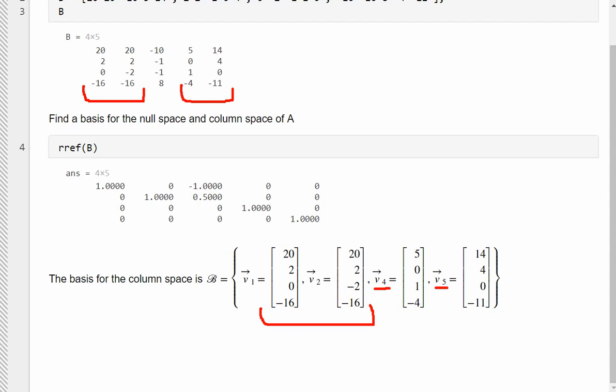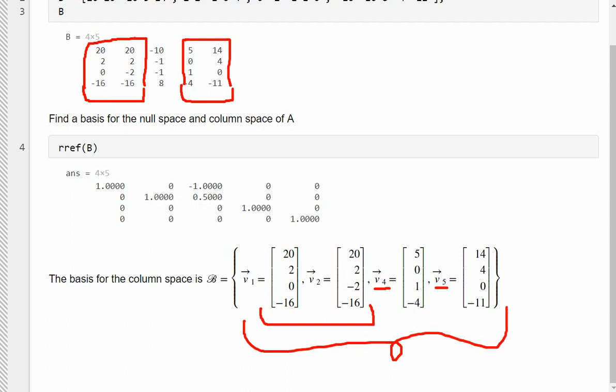So too easy. When we're finding the basis for the column space, just do REF or RREF of the matrix, find out which the pivot columns are, return to the original matrix to get the original vectors, and those original vectors that correspond to pivot columns will form a basis for your column space.